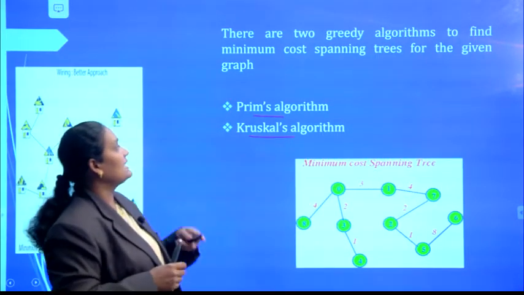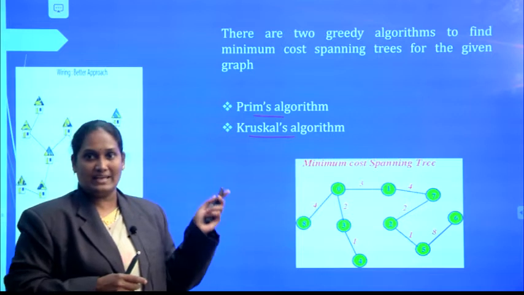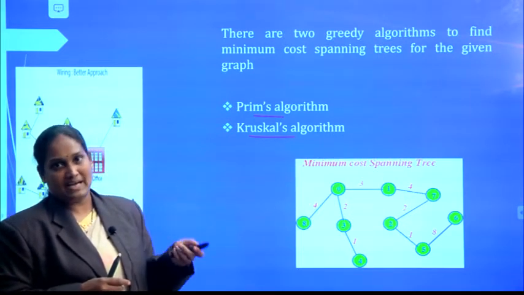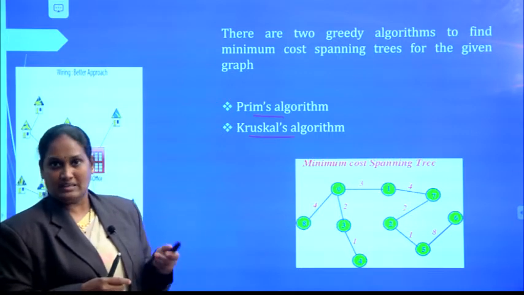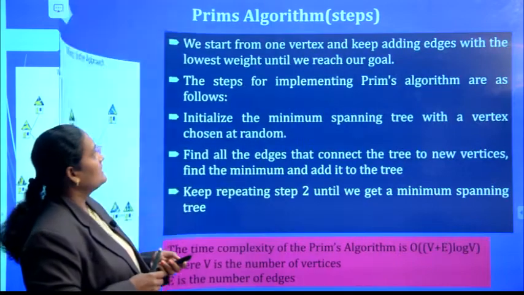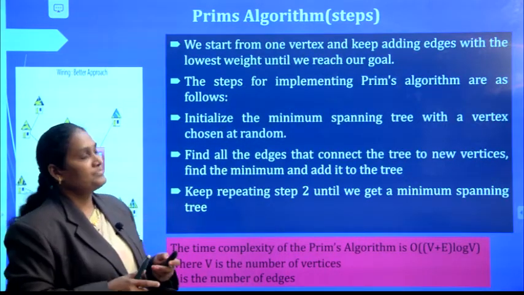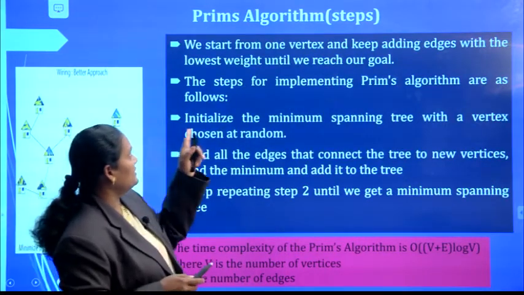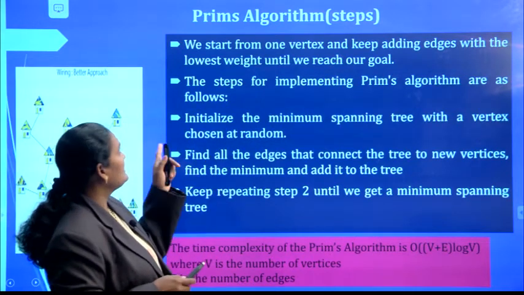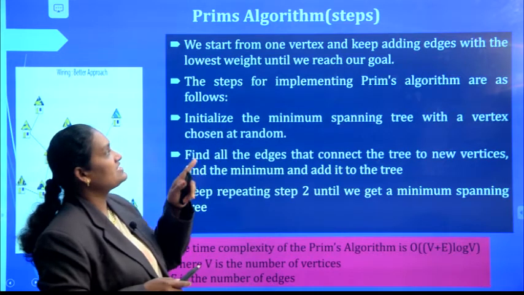Now we are going to see these two algorithms, how I can use them to find the minimum cost spanning trees for the given graph. Let us see Prim's algorithm first. Now what is Prim's algorithm? We start from one vertex and keep adding edges with the lowest weight until we reach our goal.